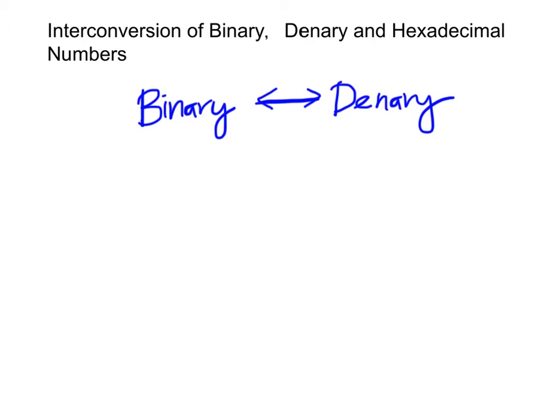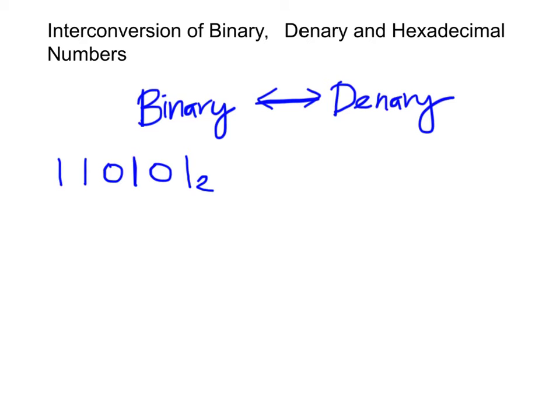Hi students, this section belongs to your textbook section 2.4 on the conversion of binary, denary, and hexadecimal numbers. We will start with the conversion between binary numbers and denary numbers first. Let's say we have a binary number like this, 110101 base 2, then we have to convert this into a denary number.